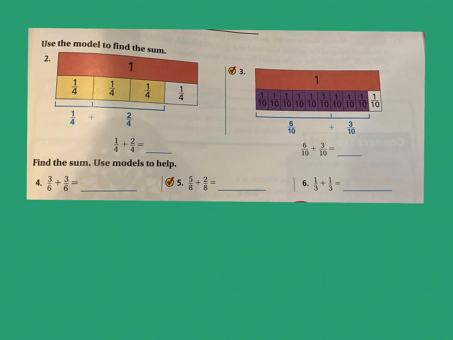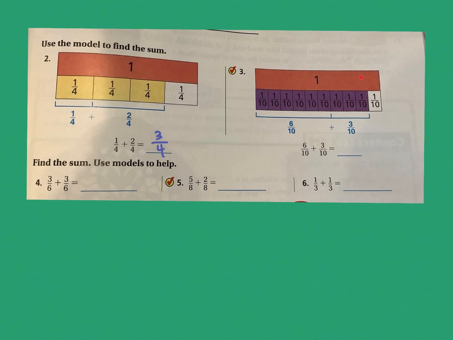Let's look at the next one. Number 2 says, I have 1 whole. They want us to use a model to find the sum. We're doing 1/4 plus 2/4. They put 1/4 there, and then they put 2 more fourths with it. And so together, there's a total of 3 of the 4, 3/4.